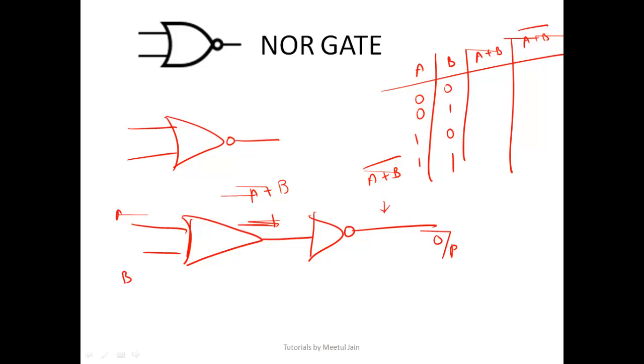When both are 0, A or B would definitely be 0. Even when either of them is 1, the output would be 1. Both of them are 1, well and good. And the negation would be simply the inverse of the previous output. So this would be the truth table of the NOR gate.